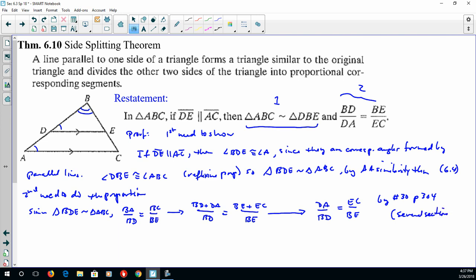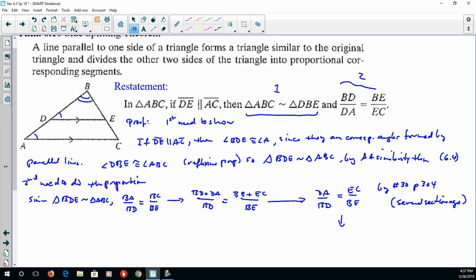Okay. One more step is to look at this, and we can flip it. If BA over BD is equal to EC over BE, then BD over DA equals BE over EC.